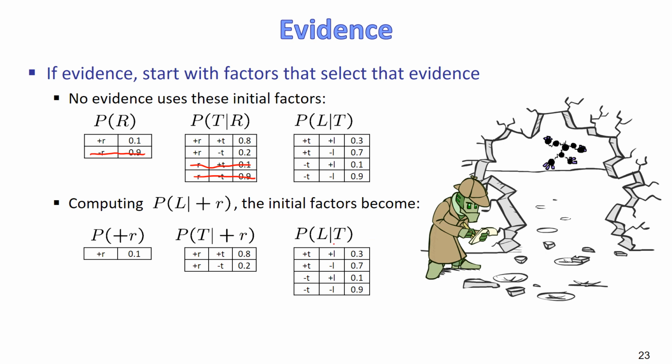Okay, and that's the same. So that will actually be the first step. Whenever we have evidence, we select from the tables, the initial CPTs, all the rows that match the evidence. And these will be the initial factors that we will start with.